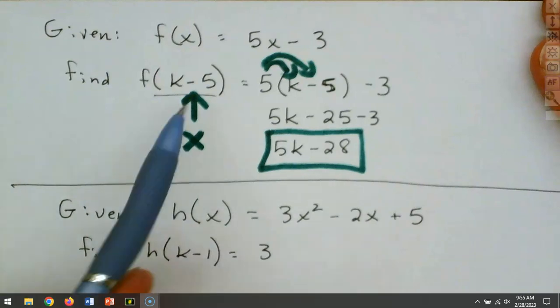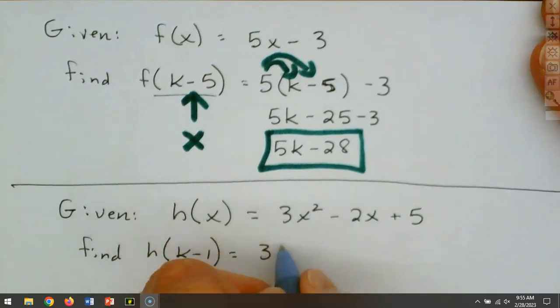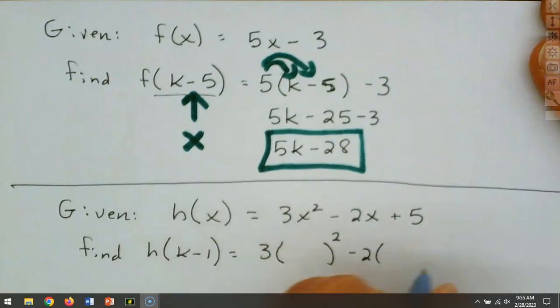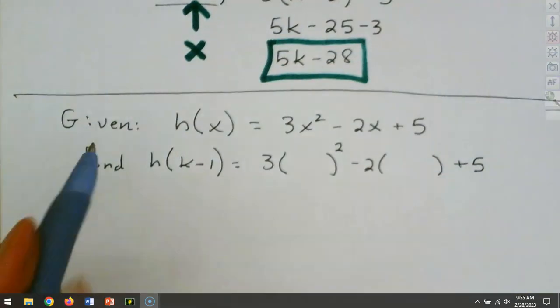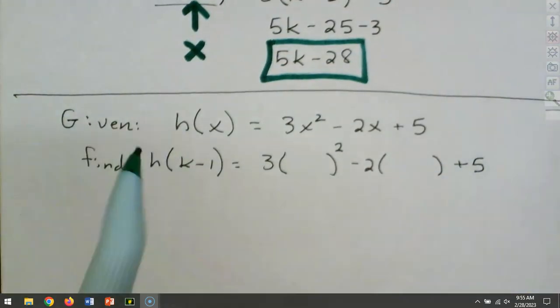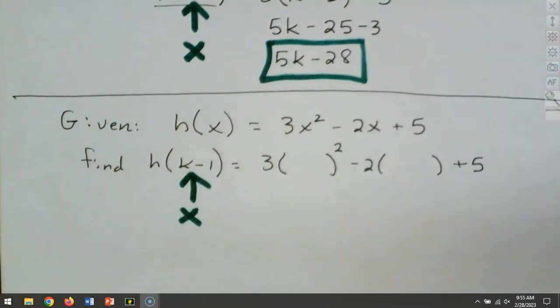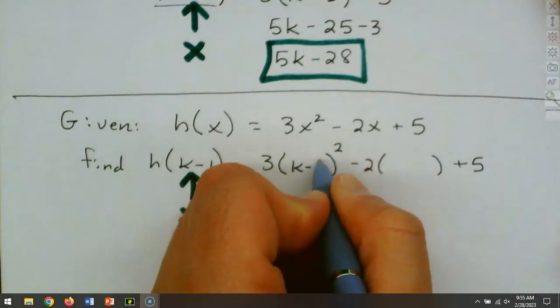Okay. Last time we did k minus 5. The one in your homework's actually got k minus 1, so I'm going to use a k minus 1. And again, parentheses for the x. And then what do we replace the parentheses with? Well, what's inside of our parentheses? Inside of our parentheses is a k minus 1. So we're going to plug that in.